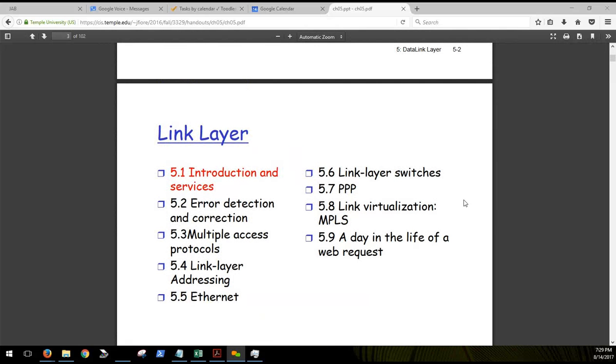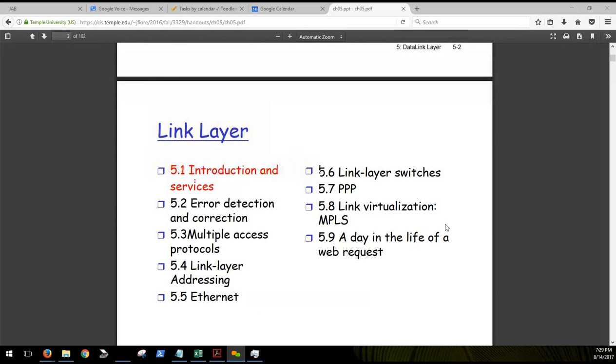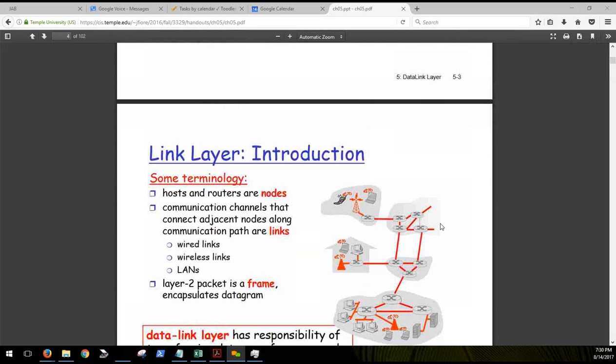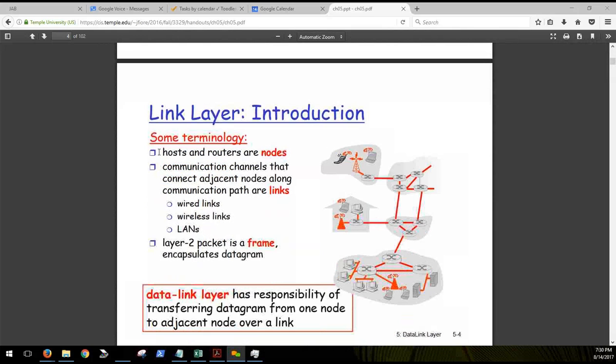So we're going to start with 5.1, the introduction and services. But before we get into that, let's talk about some terminology. Specifically, hosts and routers are nodes. What is a host, by the way? Give me an example of a host.